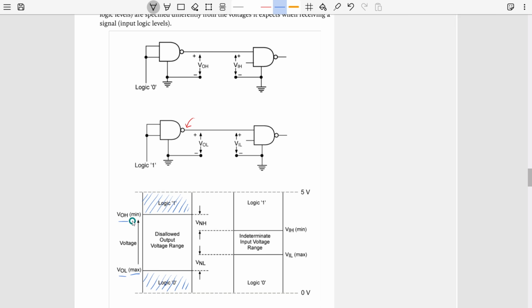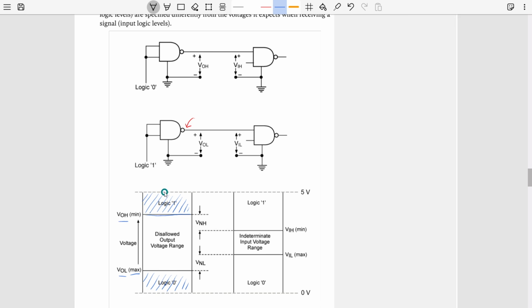So basically, when a designer is designing a logic family or a logic gate based on a logic family, this particular logic gate has to follow some rules. These rules are part of the logic level rules. So what is that? They say that if this particular gate is trying to output logic high or logic 1, it should at least give this amount of voltage.